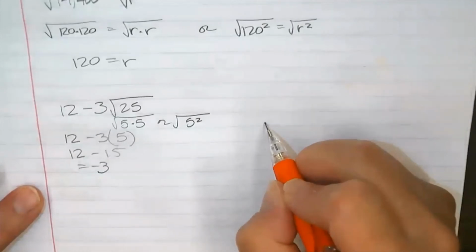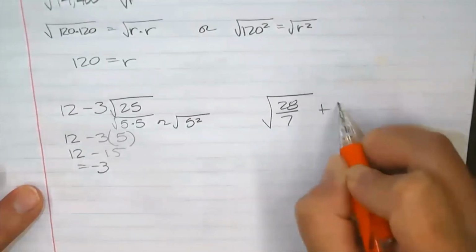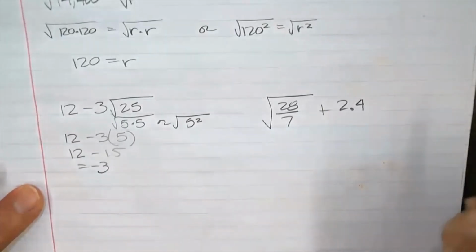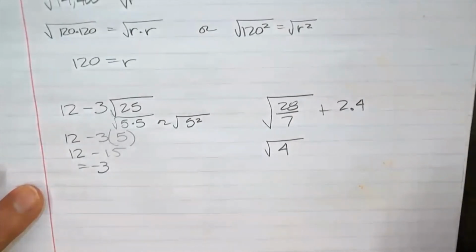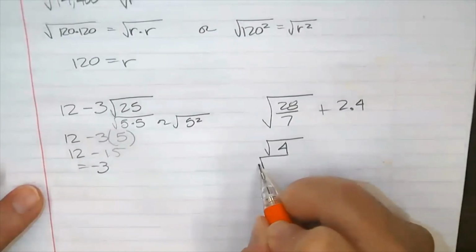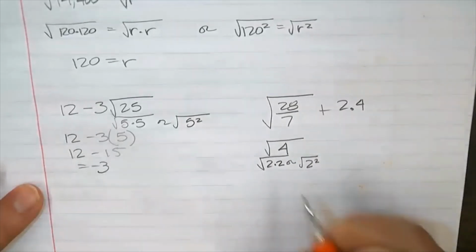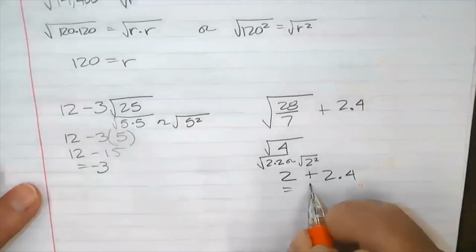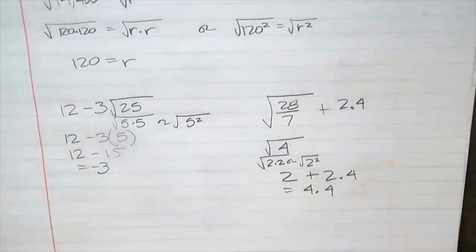I want the square root of 28 divided by 7, plus 2.4. So I need to solve what's inside my radical sign first. 28 divided by 7 is 4. Oh, well, that's easy because that means 2 times 2 or 2 squared. So this is 2 plus 2.4 equals 4.4. So that's what we're doing today.